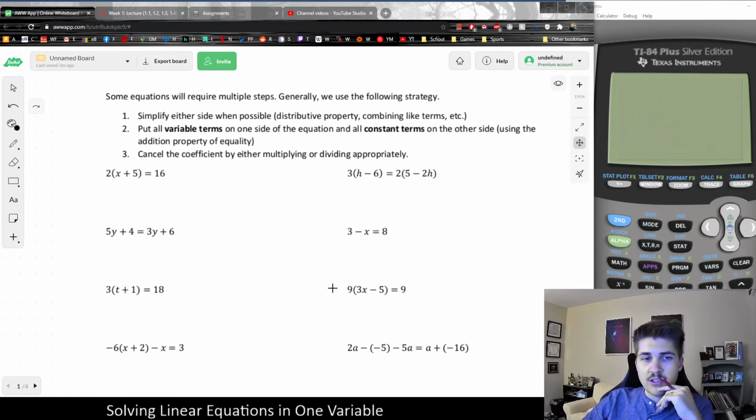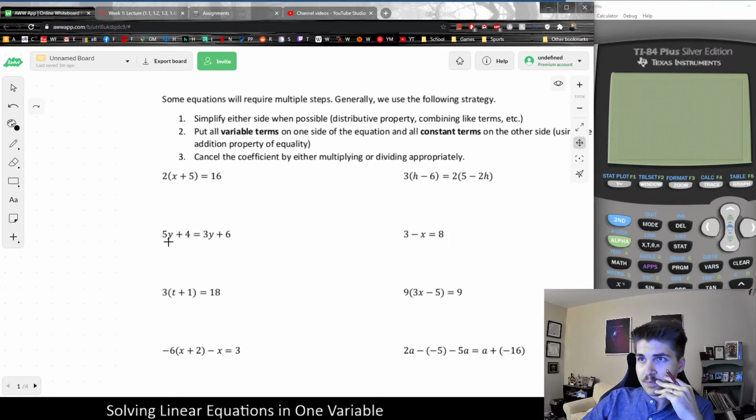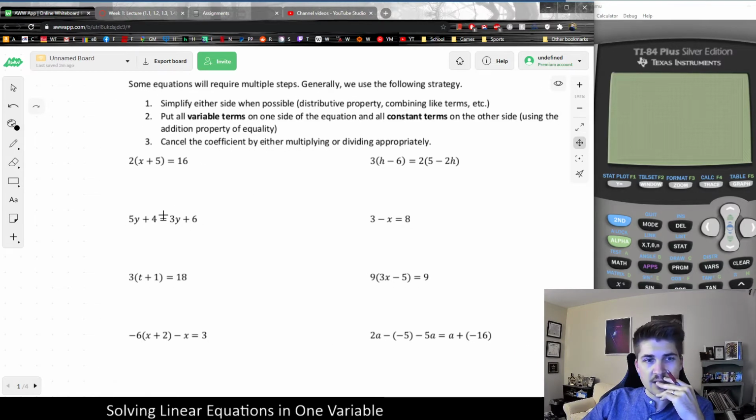But usually what you want to do is simplify both sides of the equation so that you have just a series of terms. Like this equation is, I would say, expanded, or simplified in a way that you can't really do anything. Because on the left-hand side, we have 5y plus 4. Remember, those you can't add because they are not like terms.